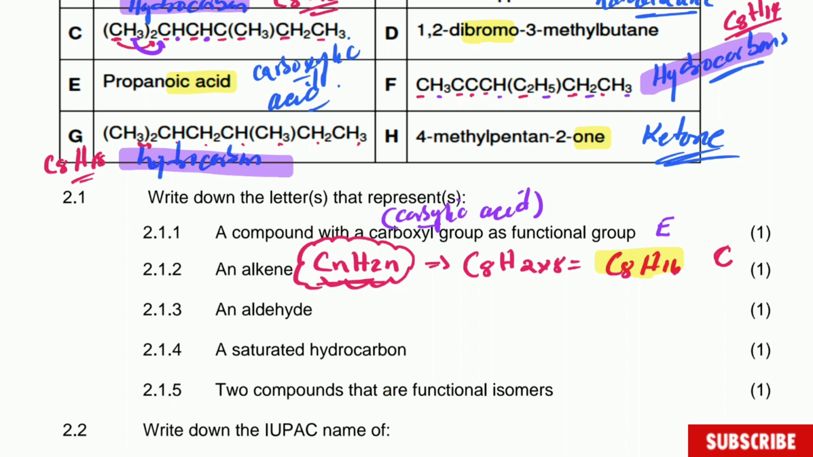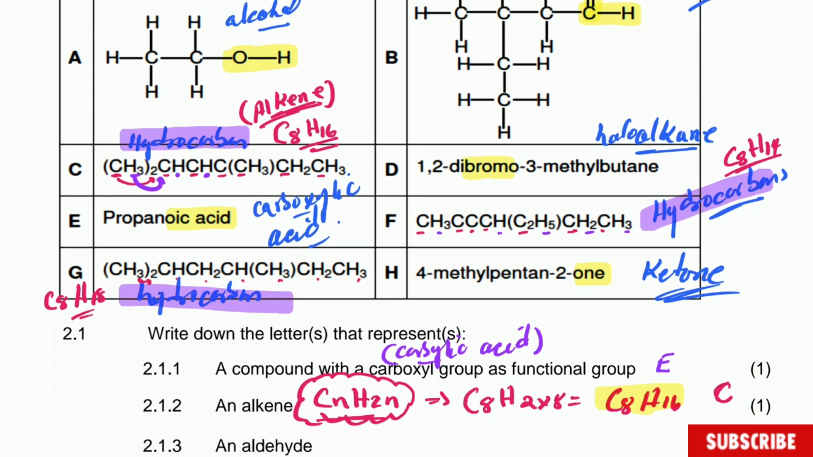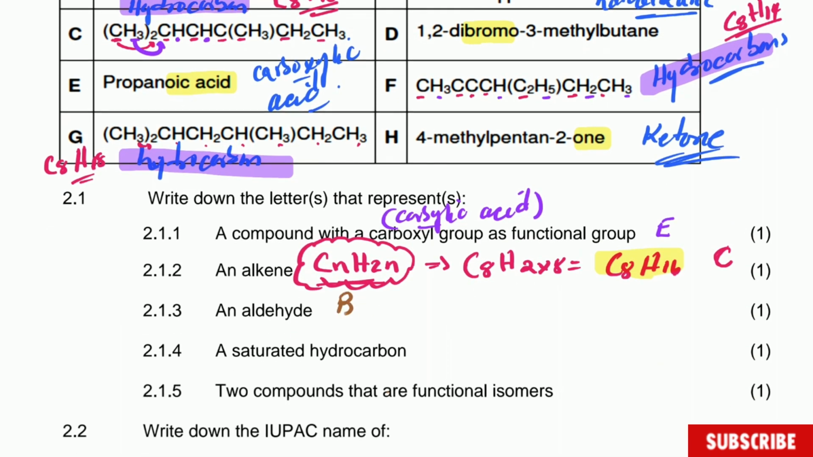Which one is an aldehyde? And remember, we did identify at the beginning the aldehyde is compound B. A saturated hydrocarbon. Now, saturated hydrocarbon, remember, you have a single bond between carbons. So we're looking for a hydrocarbon that has only single bonds between carbons. In other words, we are looking for alkanes.